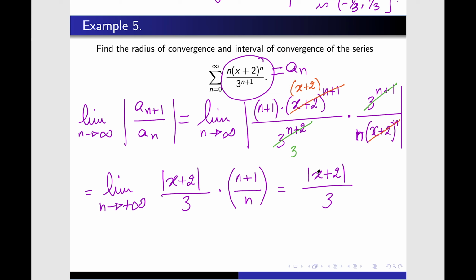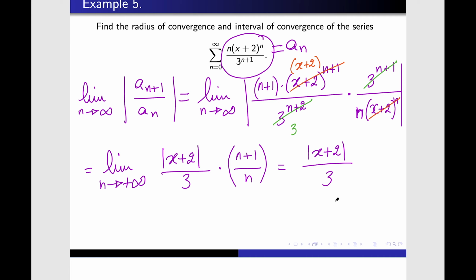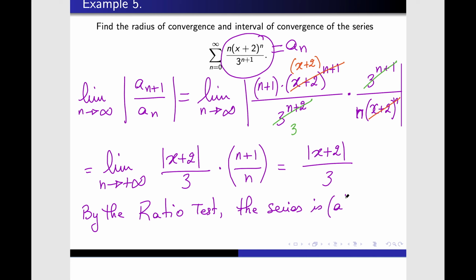If this limit is less than 1, then I have absolute convergence by the ratio test, and if it is bigger than 1, I have divergence, right? So by the ratio test, the series is absolutely convergent if the absolute value of x plus 2 over 3 is less than 1, which means x plus 2 is less than 3, correct? This is less than 1 if and only if this happens.